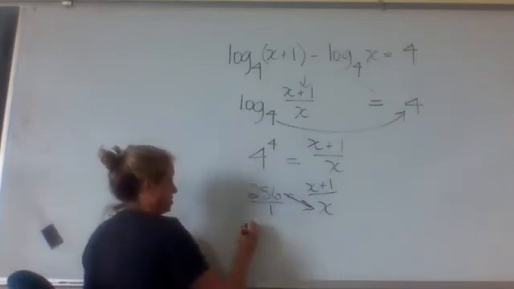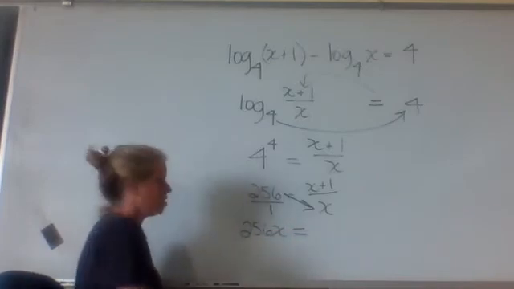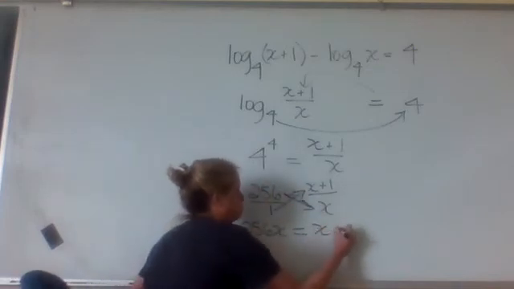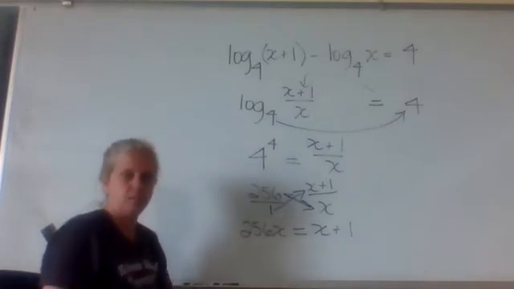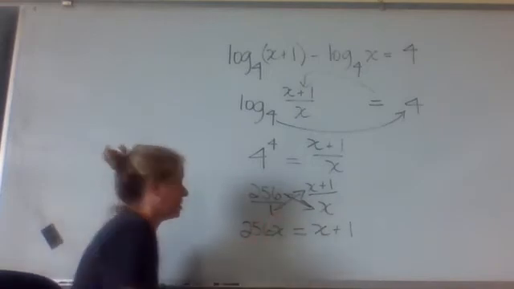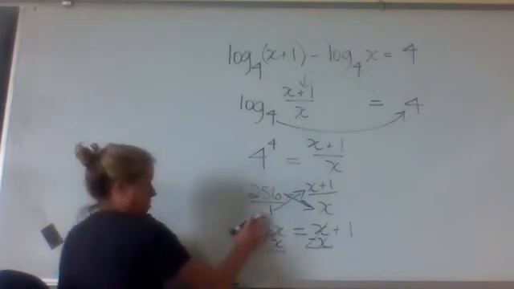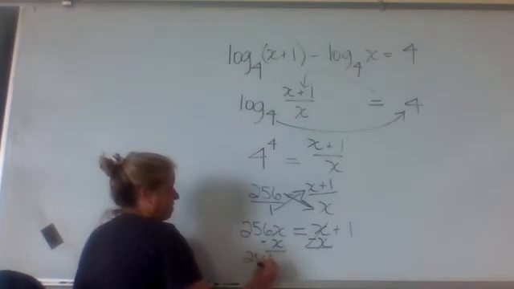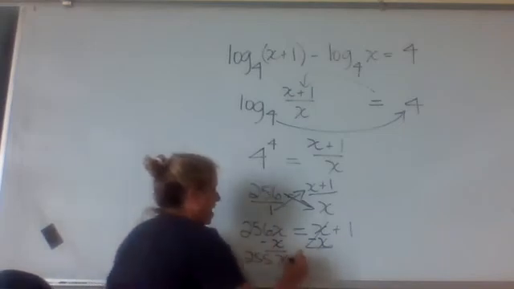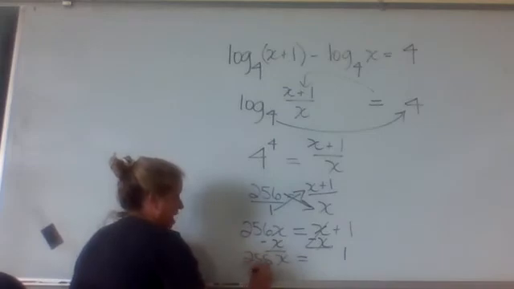So 256 times x just gives me 256x equals this way. If I'm multiplying these both by 1, I'll still just have x plus 1. Now it's not quad, right? It's just x. There's no x squared. So we just want to get the x by itself. So let's subtract the x from both sides first to get all my x's over here. So now I have 255x, right? Because 256 minus 1 gives me 255x equals 1. Get x by itself, so divide by 255.